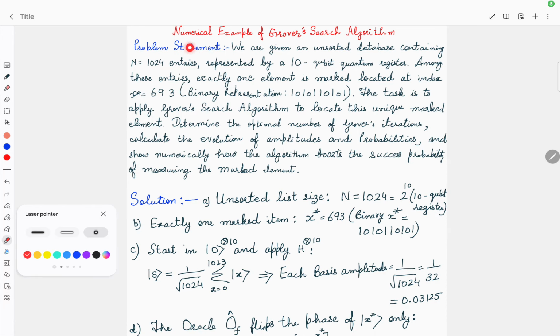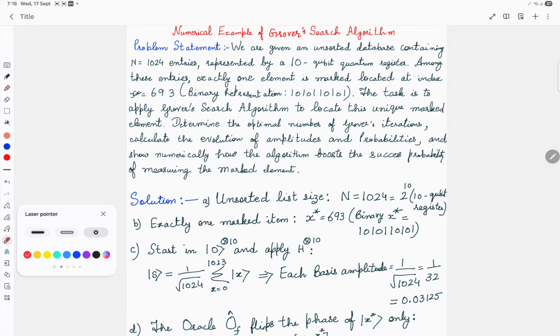Everybody, let us look into a numerical example for Grover search algorithm. The problem statement is we are given an unsorted database containing N equal to 1024 entries represented by a 10 qubit quantum register. Among these entries, exactly one element is marked and its index is 693.